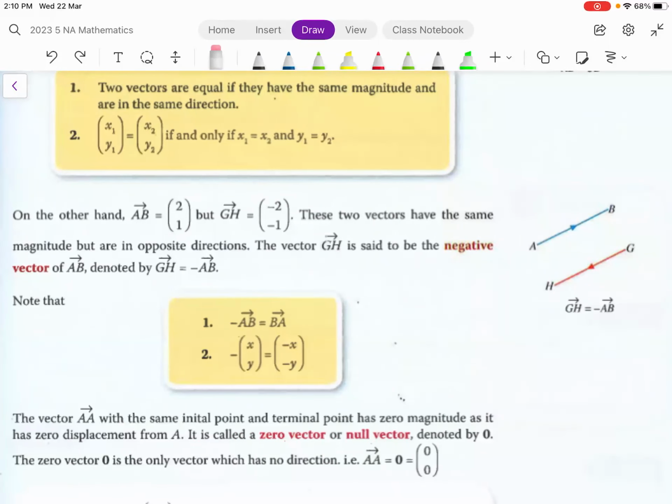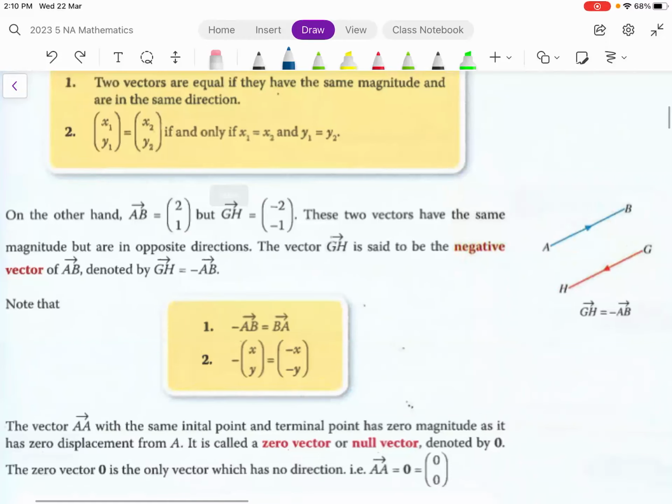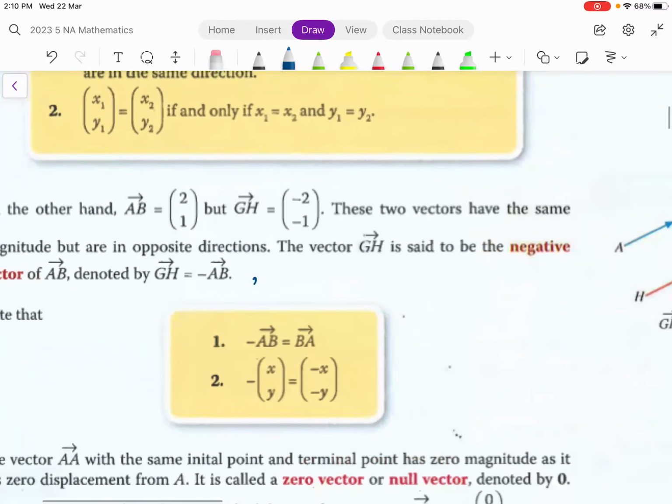Okay, I want you to continue writing this in your textbook. Likewise, AB is also equal to negative GH. Okay, does it make sense to you so far? The naming, all okay, right?